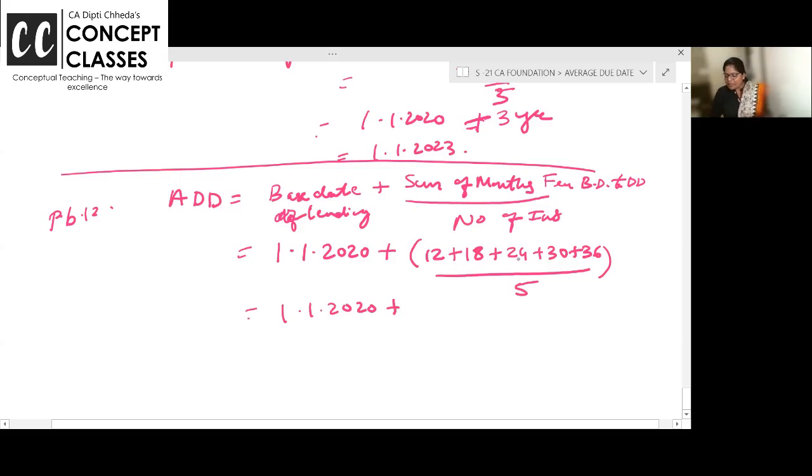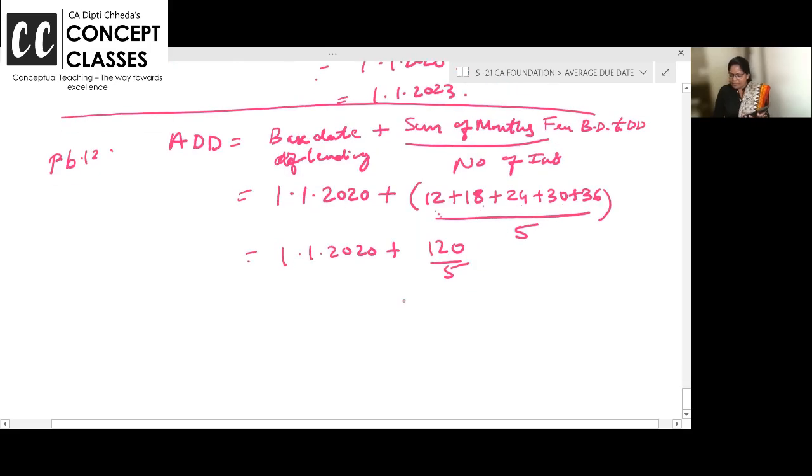Ma'am, 12 के बाद 24 क्यों नहीं लिए? First installment, I want to repeat, dear students, is due on January 21. So 12 months. After that, it is half yearly installments. So January के बाद June, 6 months. Then from here, again 6 months, again 6 months, again 6 months, like that.